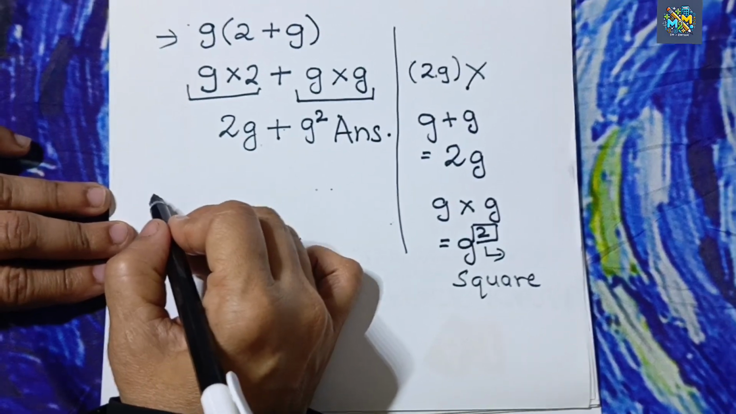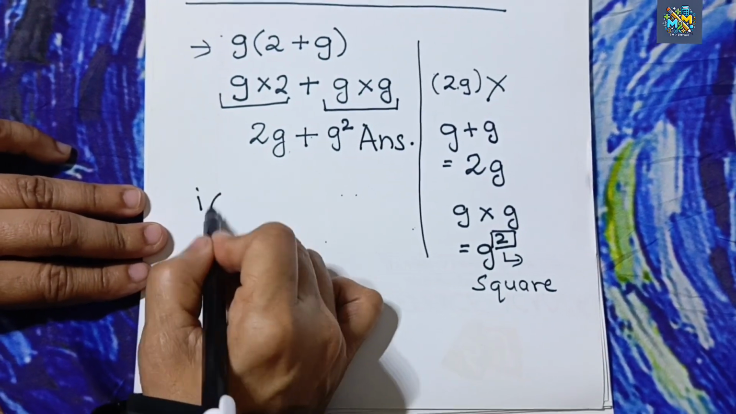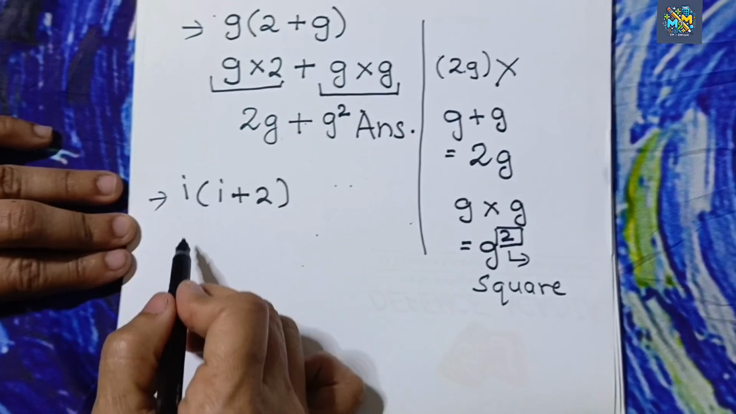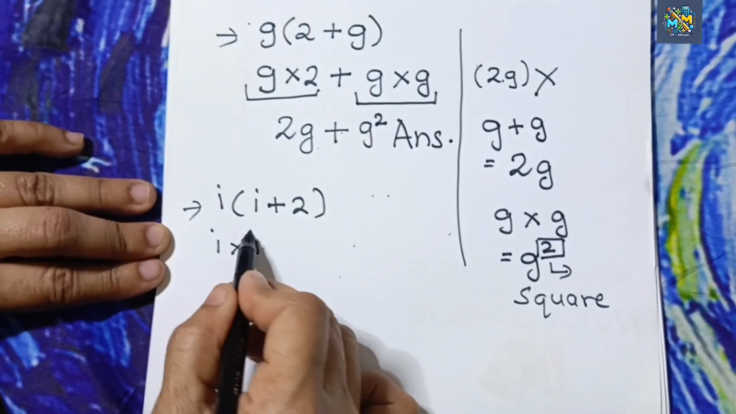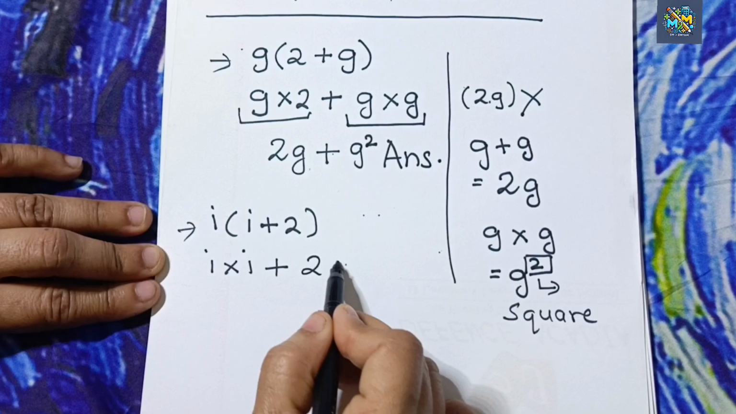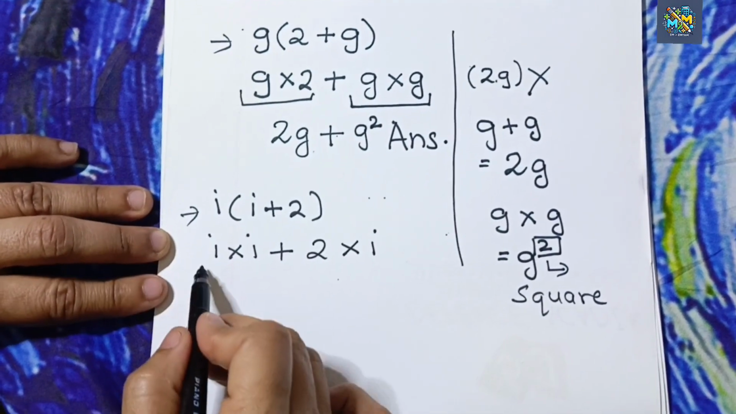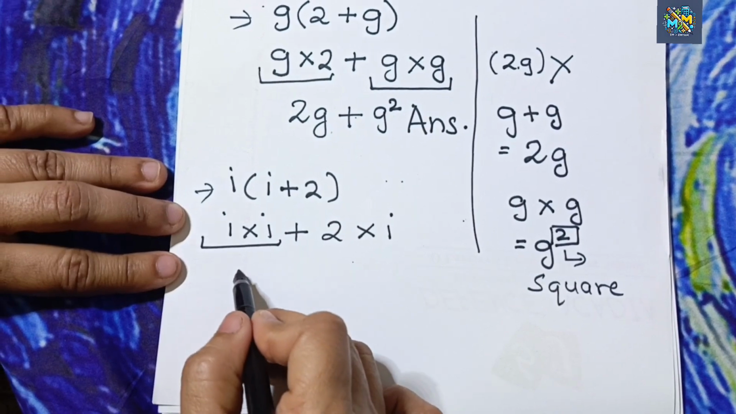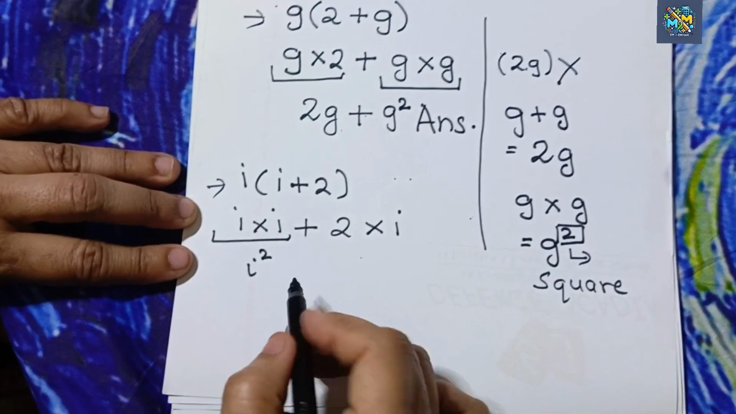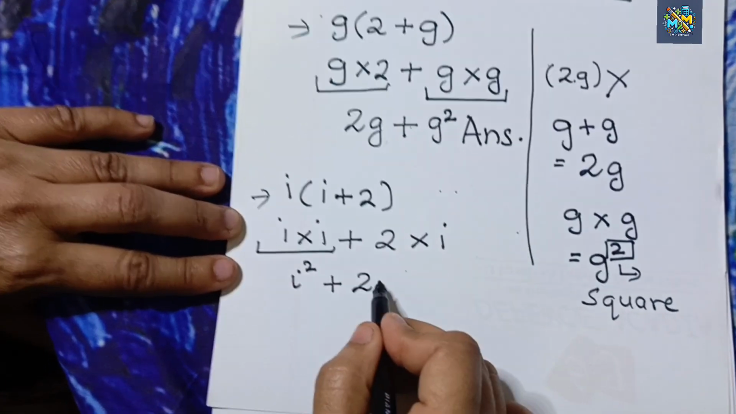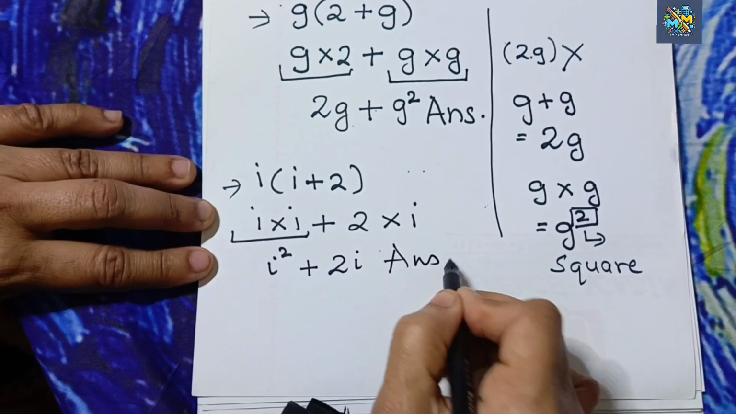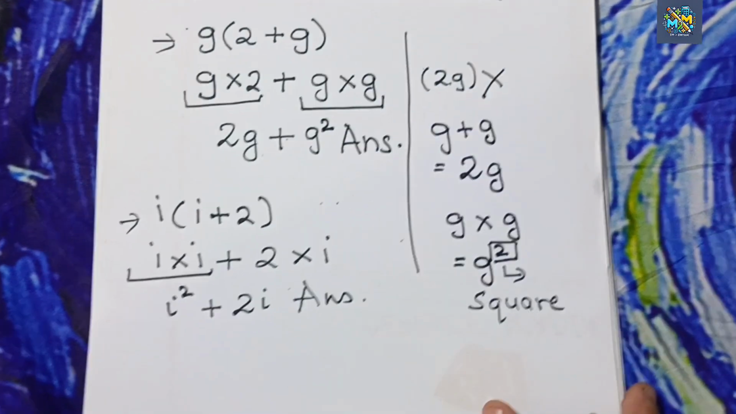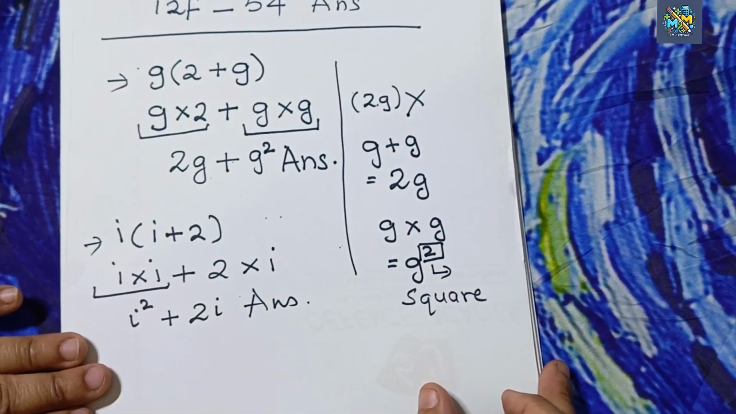Now I'll just write one more sum: i(i + 2). Again the same way, I multiply i by i plus 2 multiplied by i. So I am having i multiplied by i, so what am I going to write? i square plus 2i. This is going to be my answer. Simple and sweet.